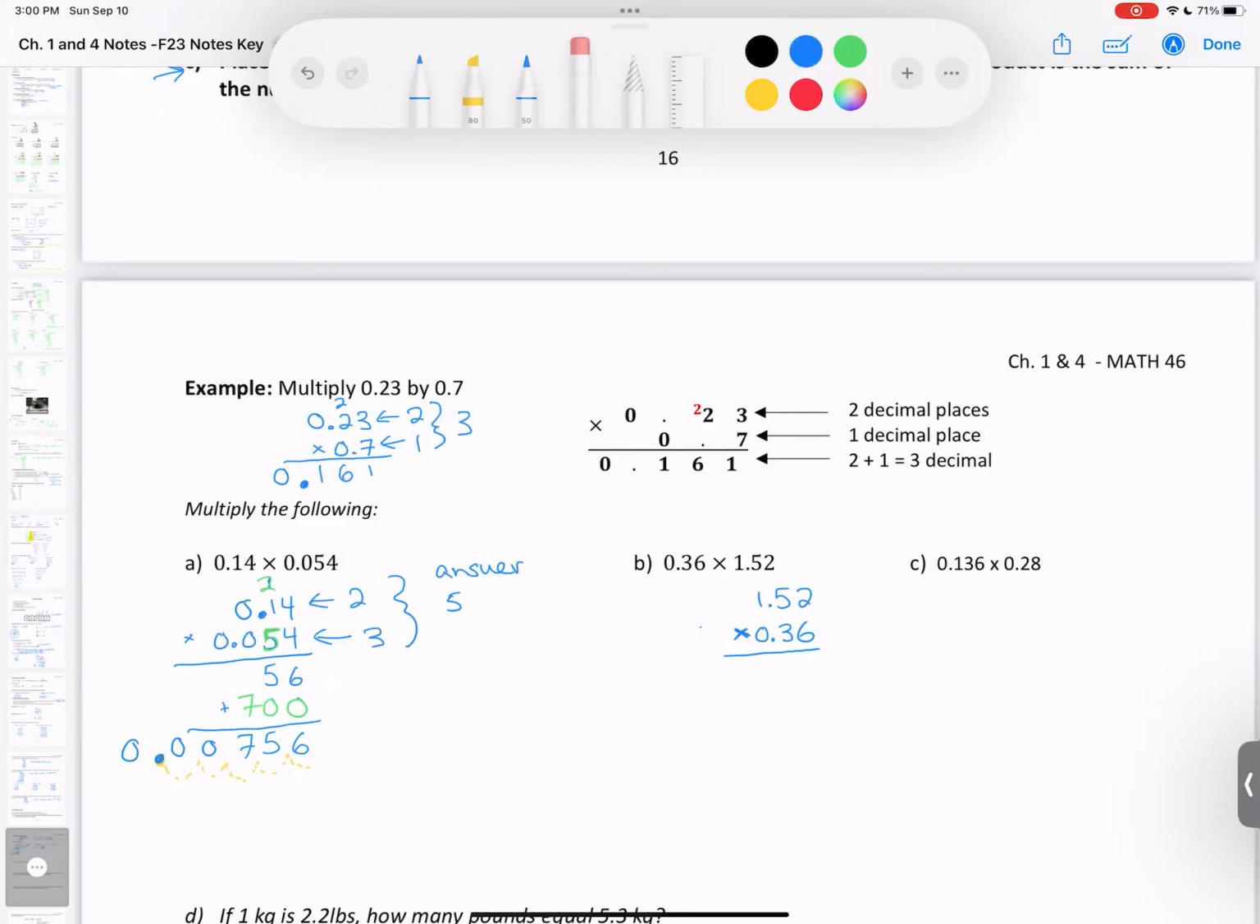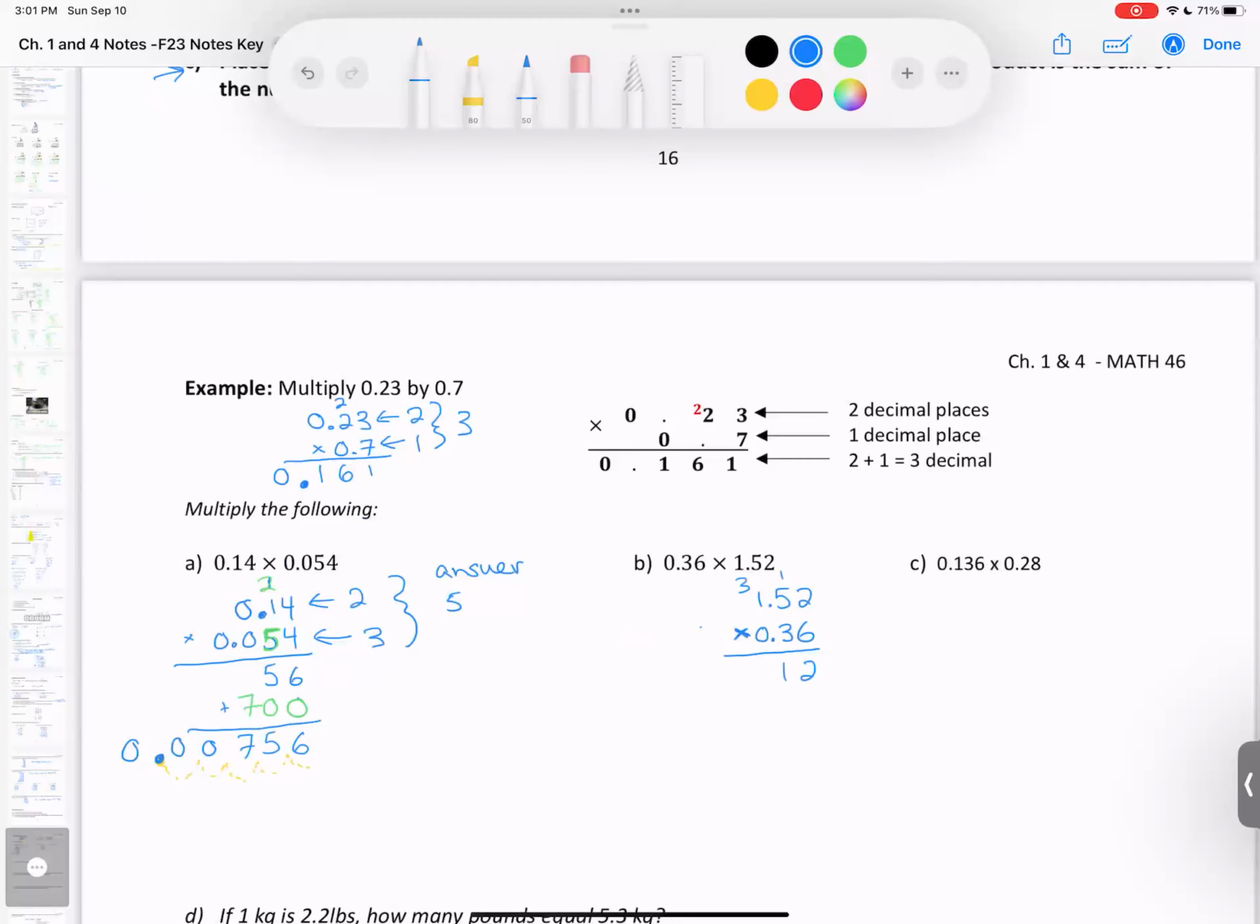Okay, so we're going to worry about that 6 first. So 6 times 2 gives us 12, carry the 1. 6 times 5 gives us 30, carry the 1, or 30 plus 1 gives us 31. Now we carry the 3.